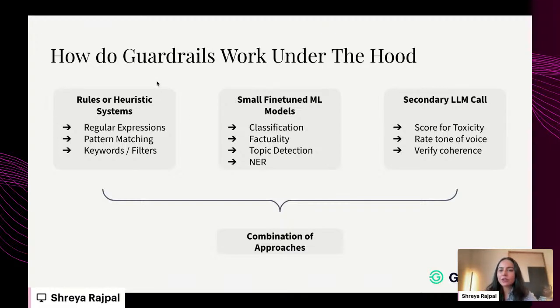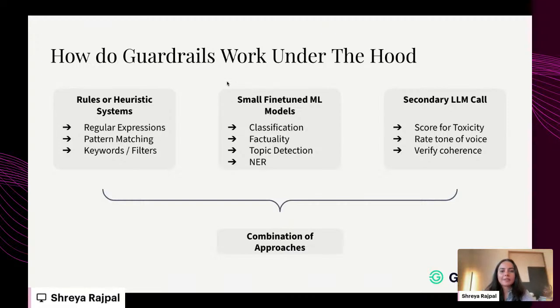So how this can look under the hood is you can have a rules-based or a heuristic system. This tends to be only for the most basic problems, but it works really, really fast, though it is not as flexible in terms of what it can attack. So typically things like regular expressions, pattern matching, or keyword filters can dictate part of your guardrail. So let's say you have a guardrail that no PII is allowed to be leaked. You can detect what PII looks like, what a phone number looks like, for example, by doing regular expression matching.